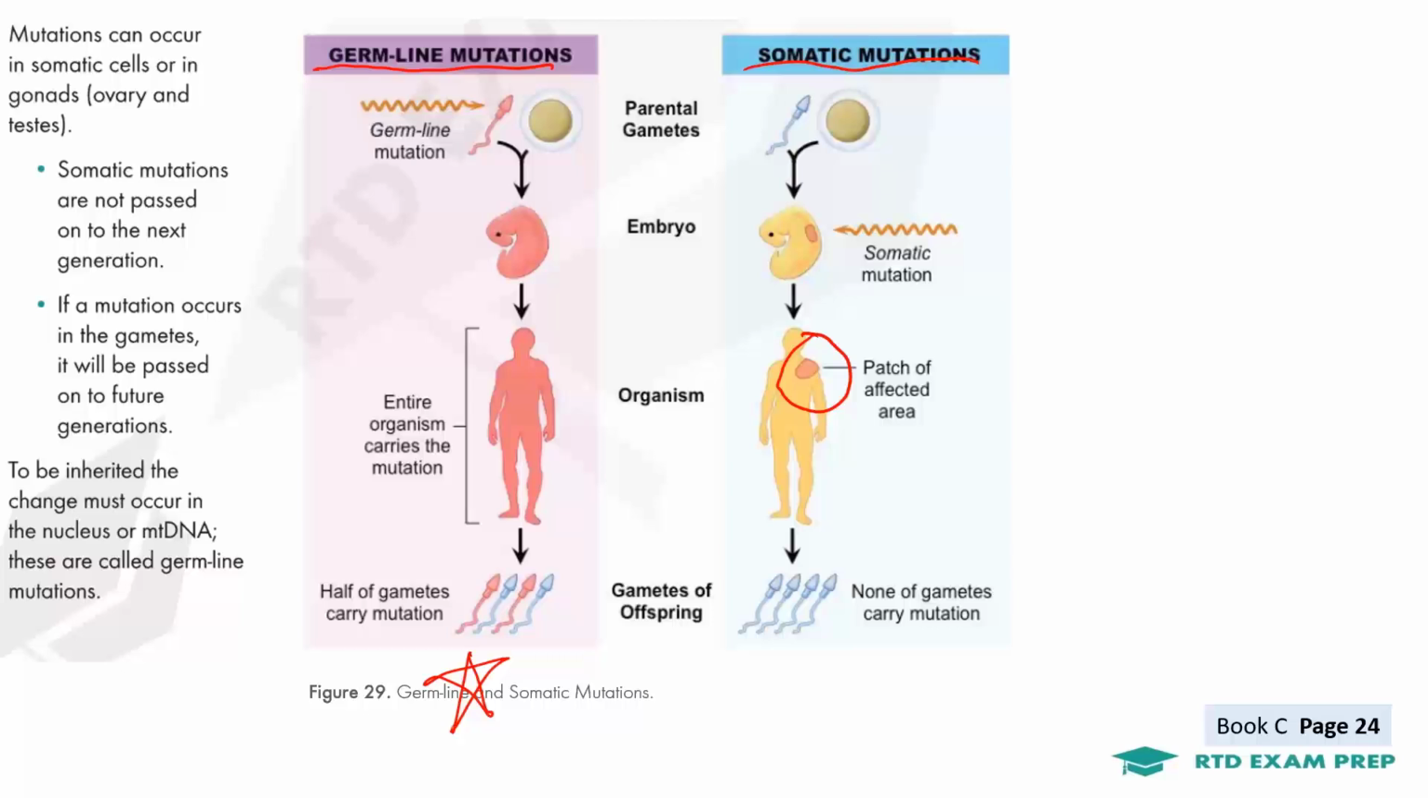And remember, that process of mitosis is perfect. It's going to copy that mutation into every cell after the zygote. And lastly, to be inherited, the change must occur either in the nucleus or in the mitochondrial DNA. And if we're talking about mitochondrial DNA, that's only significant if the mutation happened in the female.